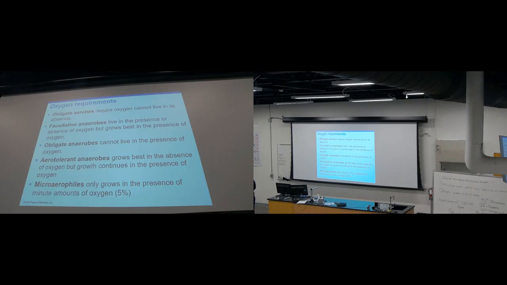So those were the chemical requirements in terms of elements and nutrients. Now for oxygen requirements. If a bacterium cannot live without oxygen, that would be an obligate aerobe. Remember what I put there. It must have oxygen, obligate.